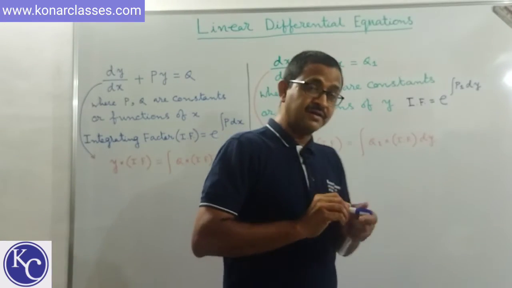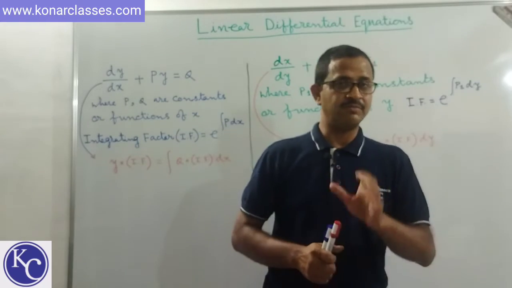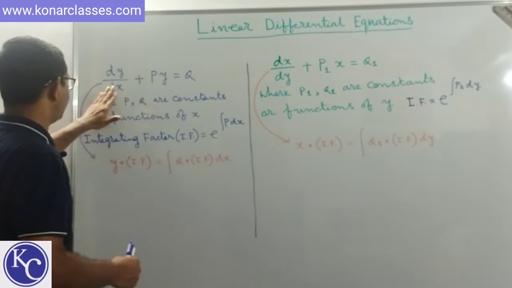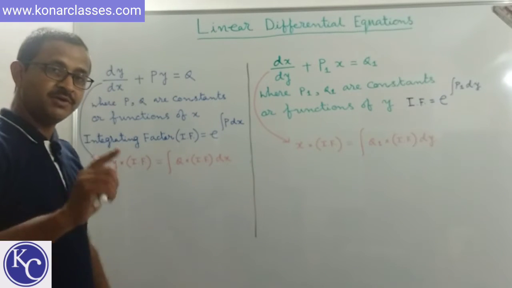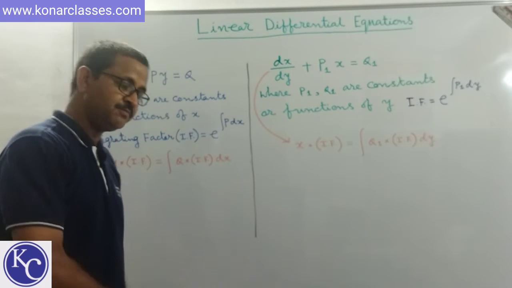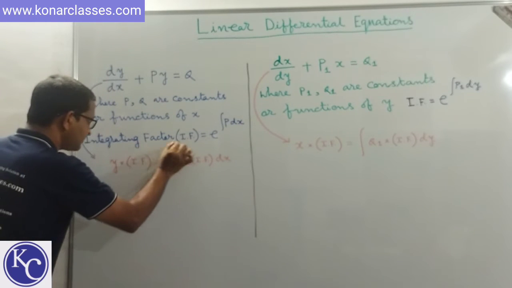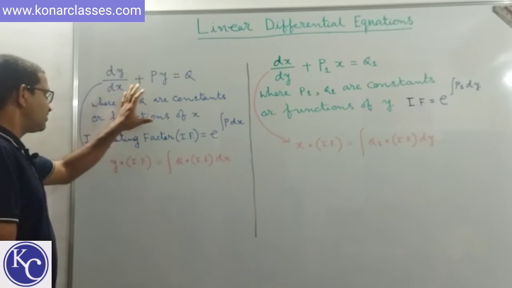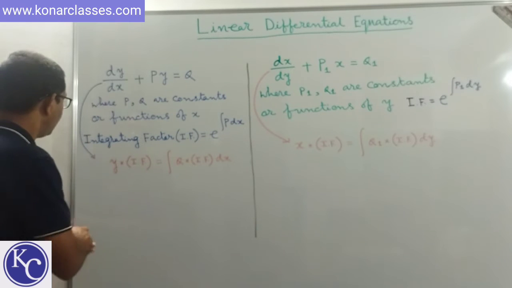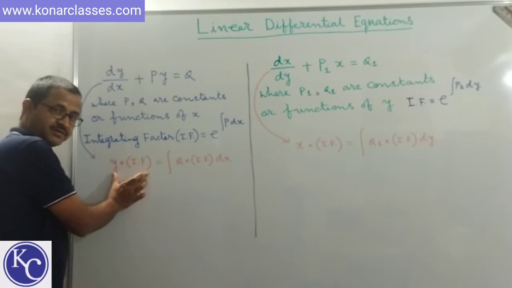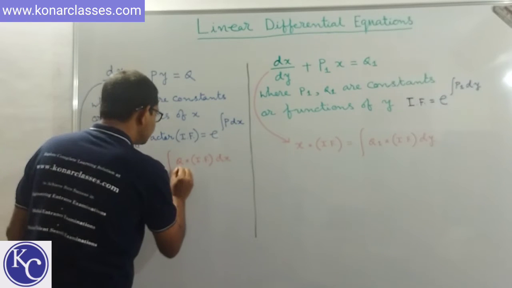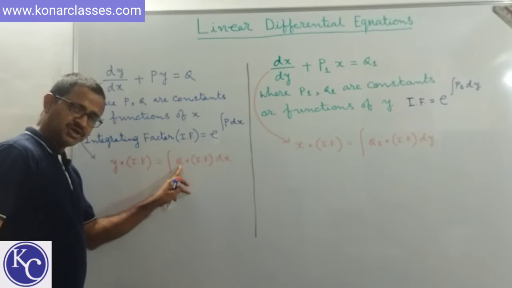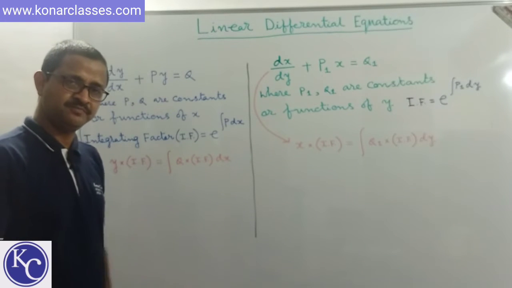So let me summarize before we start solving a couple of questions. The first one is that if we have a differential equation something like dy/dx plus py equal to q, where p and q are either constants or functions of x only, then the way to solve is to first find the integrating factor, that is e power integration p dx. Then the solution to this differential equation will be y multiplied by that integrating factor equal to the integration of q into that integrating factor dx. Depending on the function q, you integrate it and you will get the solution.